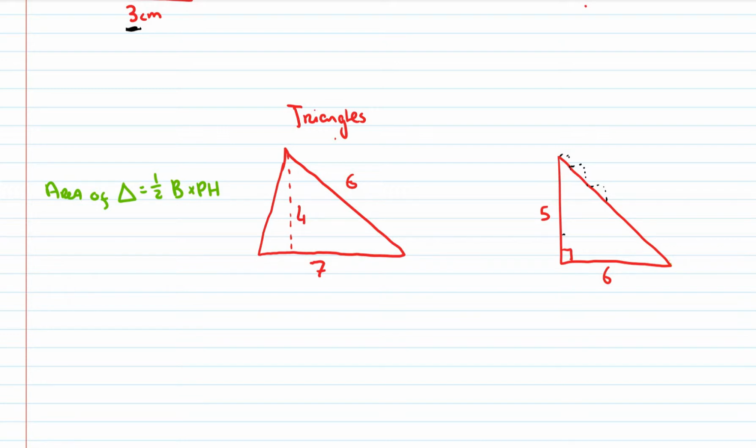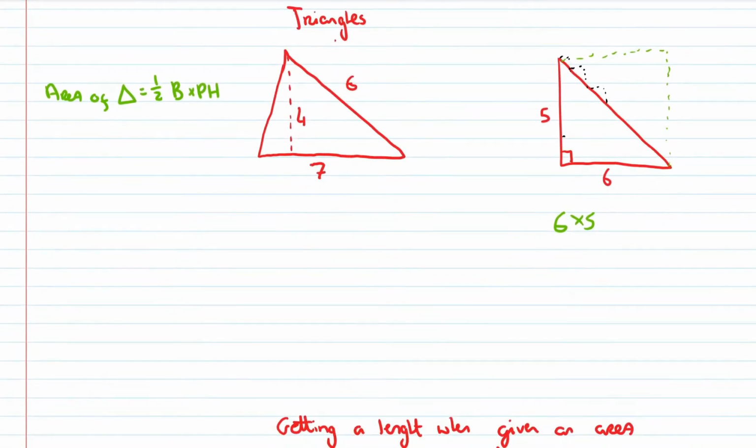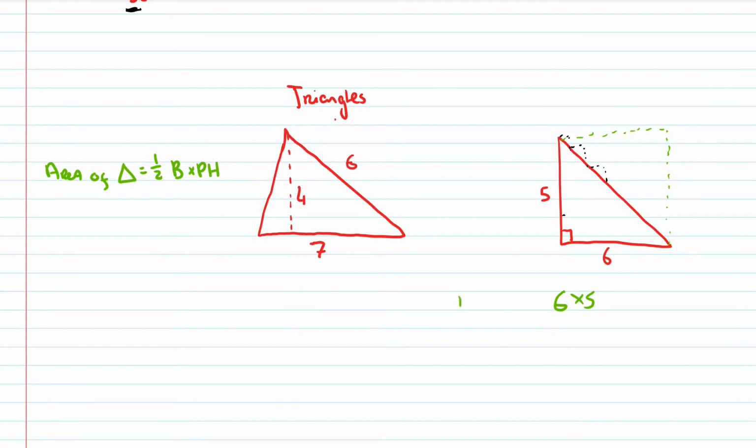I noticed with this triangle, if I put a straight line up here and then a line straight across, now I have a rectangle. And we know how to find the area of a rectangle. It's base by height, so it's 6 by 5. Length by width, another way of saying it. So the area equals that, which equals 30. But we're not looking for the full rectangle. We're looking for half of that. So if I half my answer, I get 15.